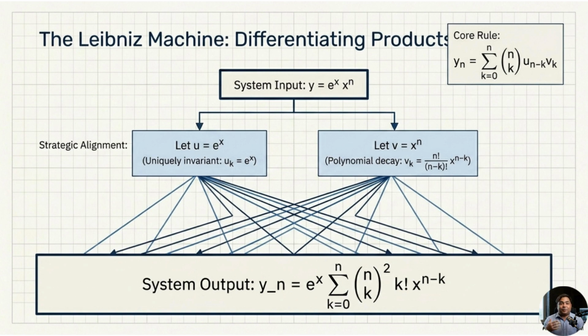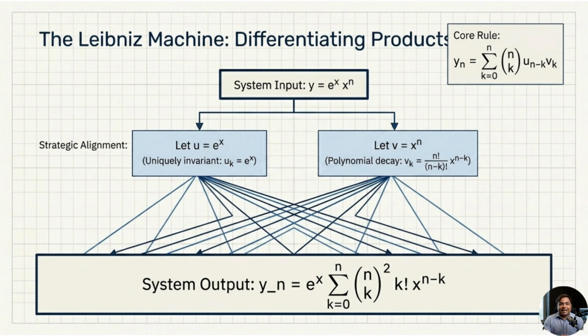In this slide, we choose u equals e raised to the power x and v equals x raised to the power n. The derivatives of u remain the same. The derivatives of v follow polynomial decay. For example, x to the power n becomes n times x to the power n minus 1. Then it becomes n times n minus 1 times x to the power n minus 2, and so on. The final output on the slide shows that the nth derivative can be written as e raised to the power x multiplied by the sum from k equals 0 to n of n choose k multiplied by k factorial multiplied by x raised to the power n minus k.